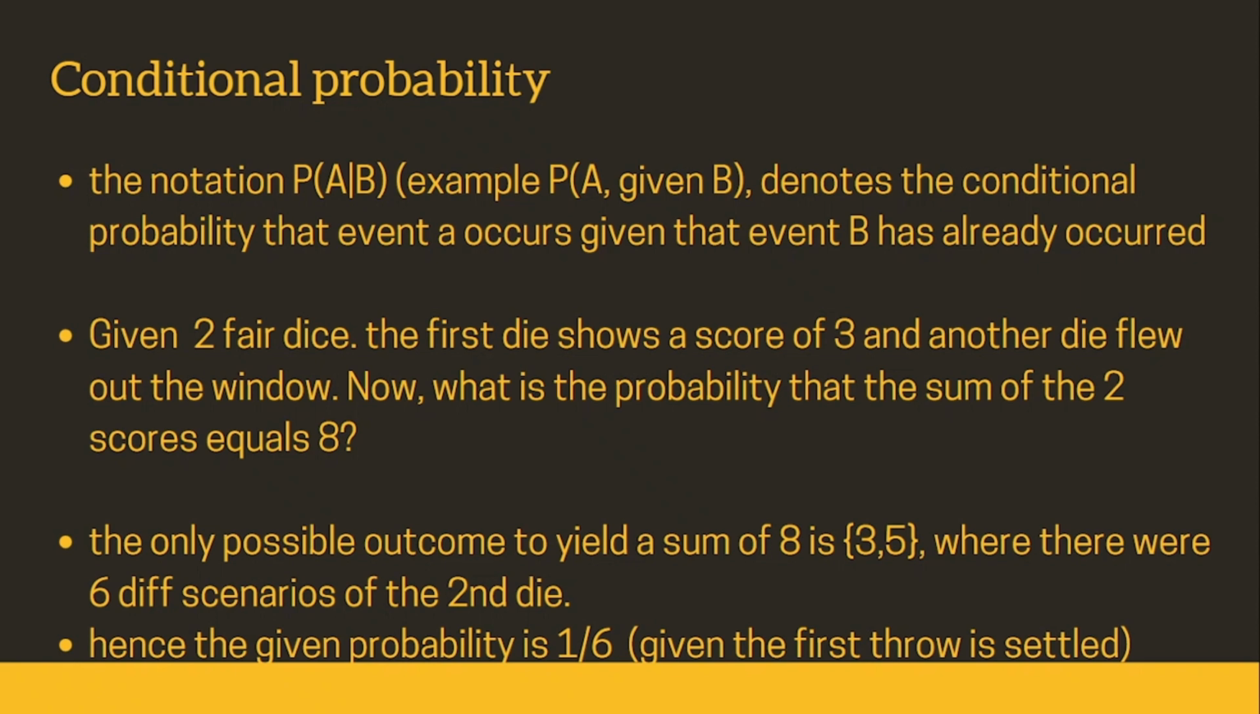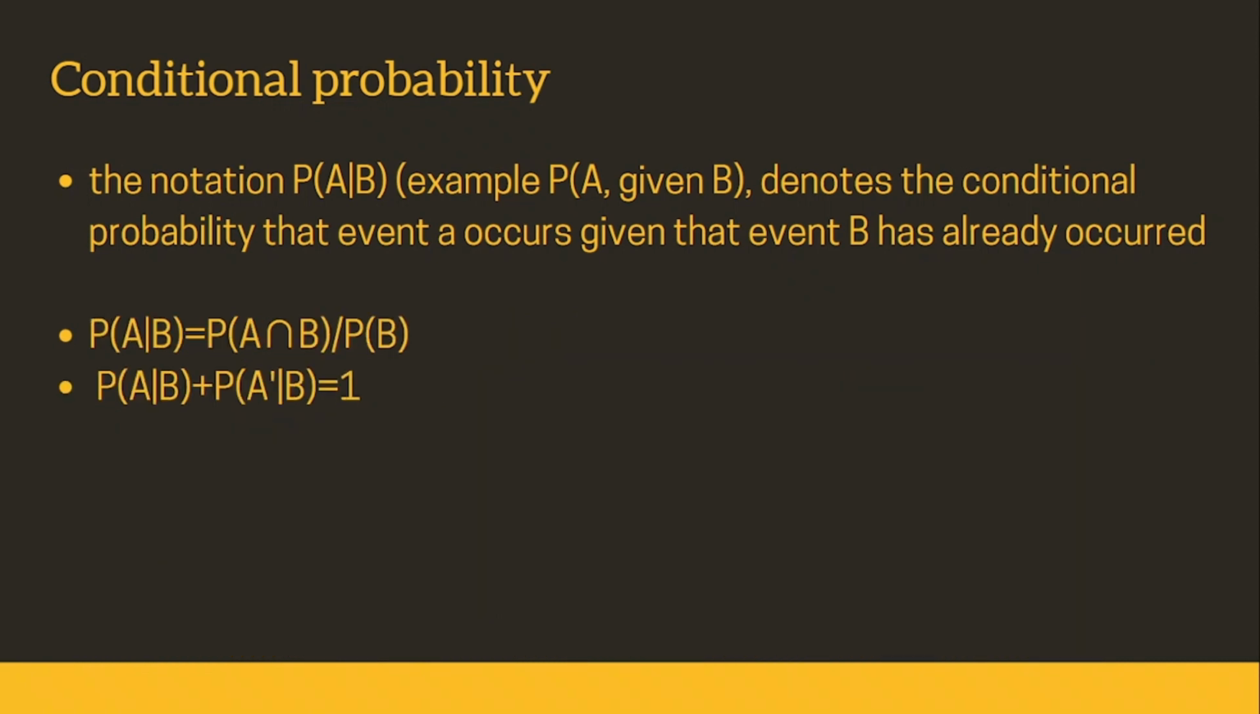The thing is that we already know that we got the first die of 3. So the only possible outcome to get a sum of 8 is if we get first die 3 and then the second die is 5, where out of the 6 different scenarios, there's one correct scenario. So that's why in this case, the probability is 1 over 6, given that the first roll is already settled.